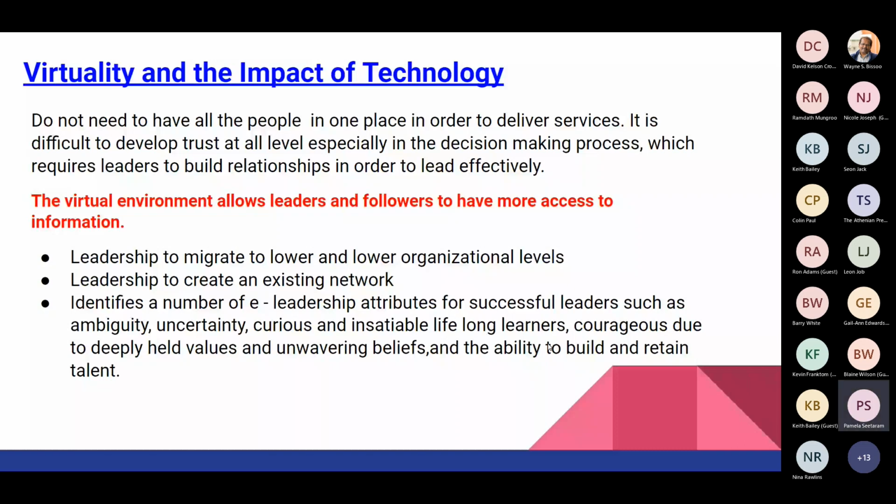So what will a virtual organization be like in the future? Well, first of all, we must have trust. It is important and very difficult to develop when people don't see each other face to face. Remember, we wouldn't be seeing each other, as everything is virtual. So we must be able to develop trust.